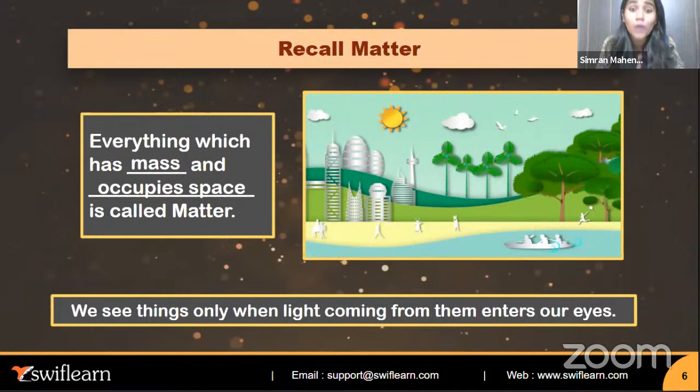The table on which your computer is placed is matter. The pen and the notebook that you are using to make notes are matter. So anything that has mass and occupies space is called matter. Is that clear? This is the definition of matter.